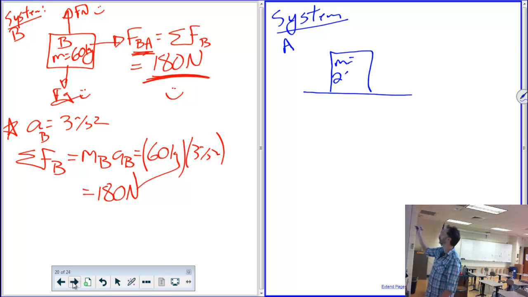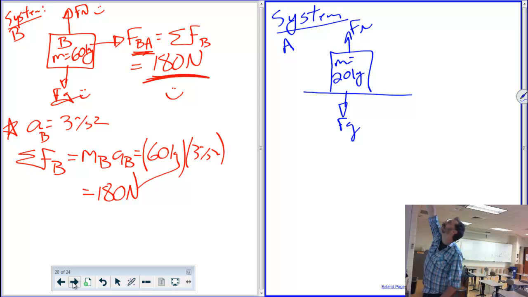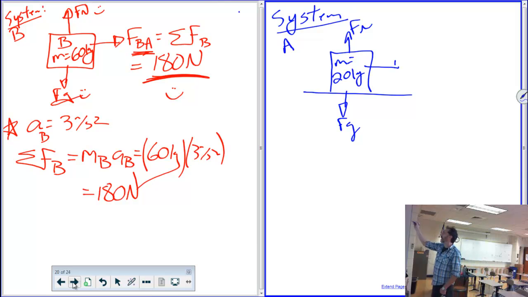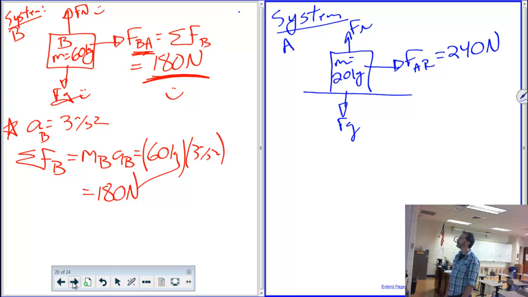The object has a mass of 20 kilograms. Once again, we'll save some time. There's gravity and a normal force, and those cancel each other out. There's the force on object A by Roy, which is, what did we say it was? 240 newtons, right? And that was how hard Roy was pushing box A.